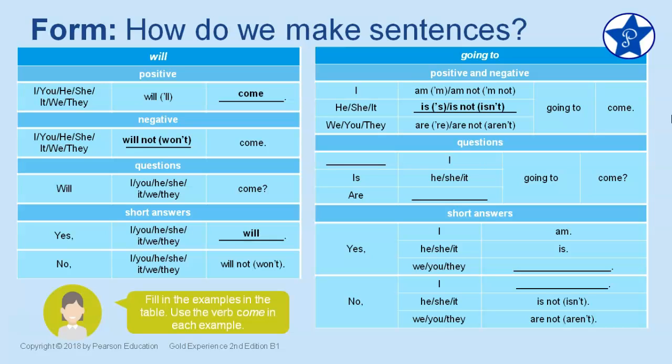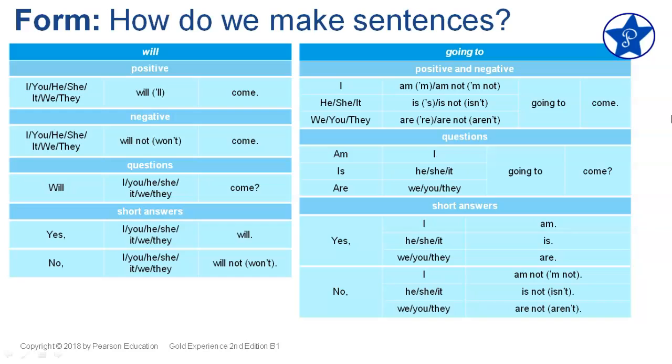In questions we use the verb be, so am I going to come? Are you or they, are we going to come? And in short answers we use the verb be, so yes I am, yes he is, yes we are. And in the short negative answers we say no I'm not, or no I am not. And that is everything.